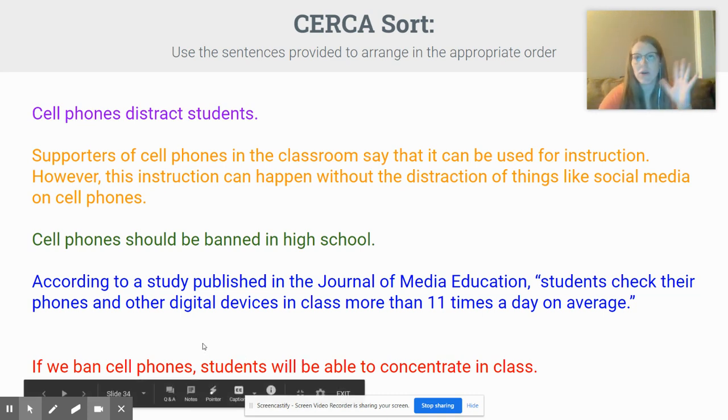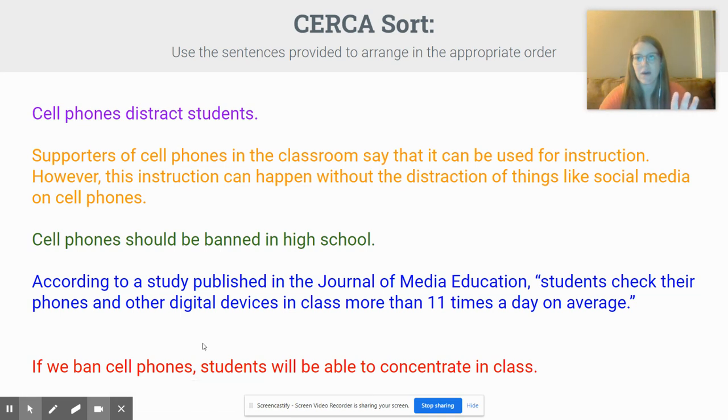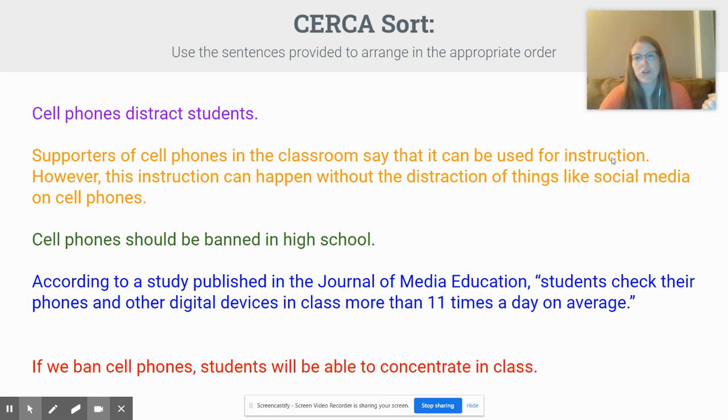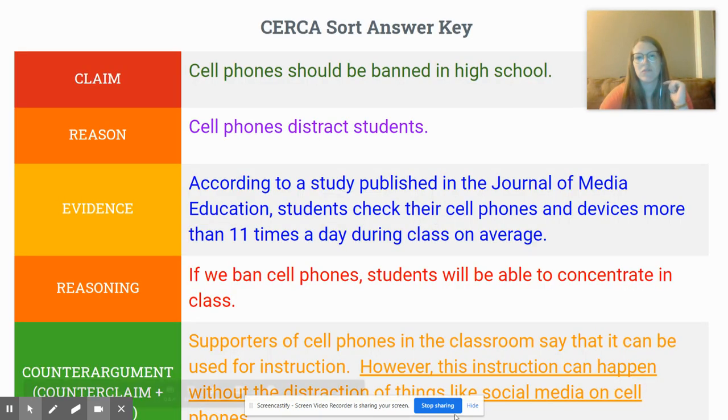It's the only part of this entire CERCA writing method that tells the other side of it. So this is going to be your last part, okay? So this has to be your reasoning. Supporters of cell phones in the classroom say that it can be used for instruction. However, this instruction can happen without the distraction of things like social media on cell phones. So let's go make sure we were right.